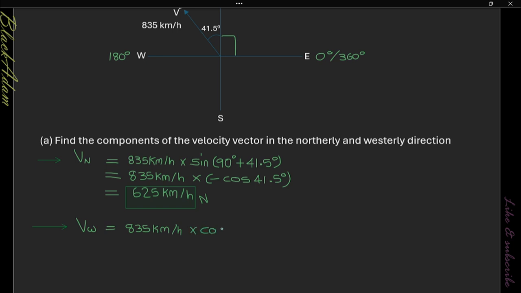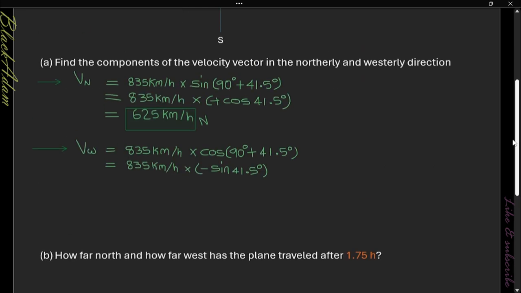And then we have velocity due west, so that's going to be the velocity we have, 835 kilometers per hour multiplied by cos of 90 degrees plus 41.5 degrees, and that one there should be 835 kilometers per hour multiplied by, the cos changes to sine, so it's going to be negative sine 41.5 degrees.